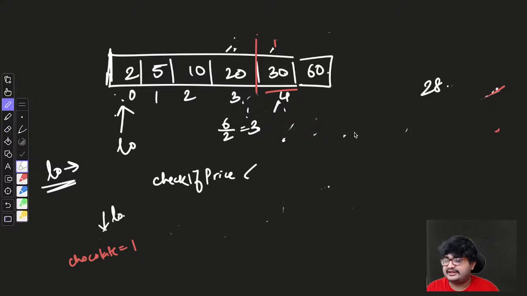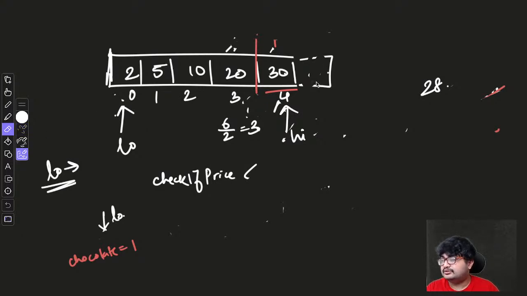Actually not, we have taken 30 as much as we can. So high will be pointing to this actually. We cannot take 30 again. We have already taken it as many times as we can. So high points to this. And now we do the binary search again, right?